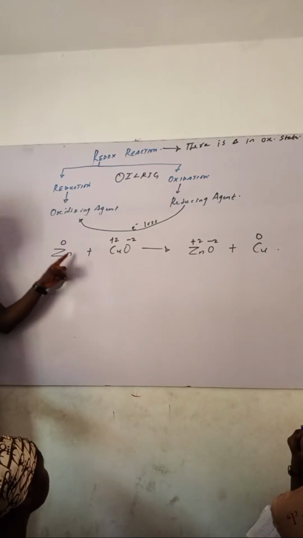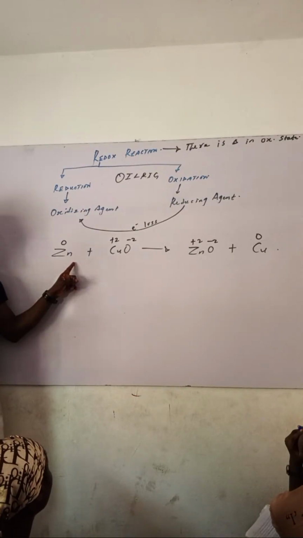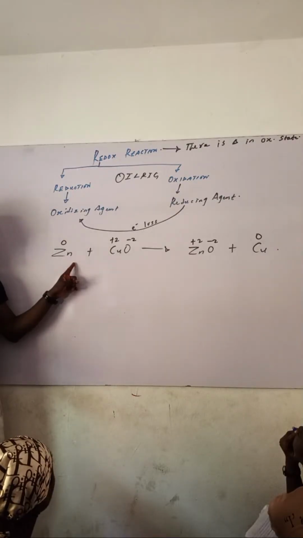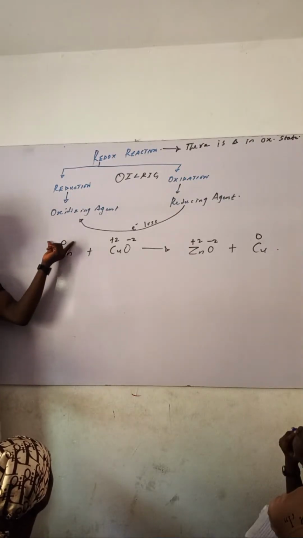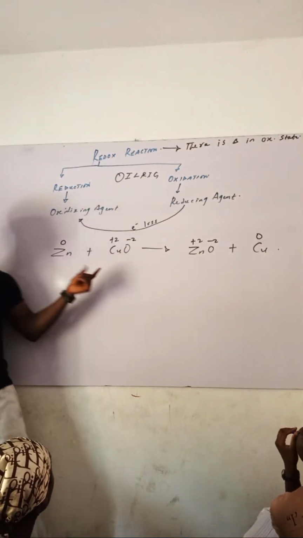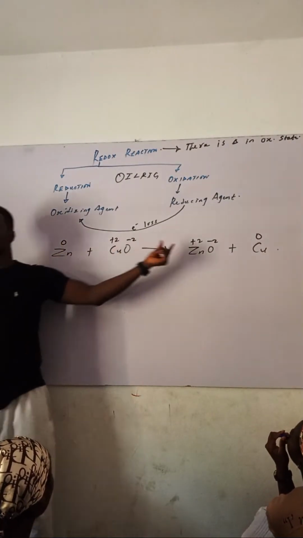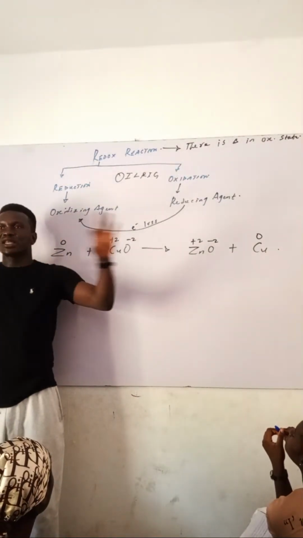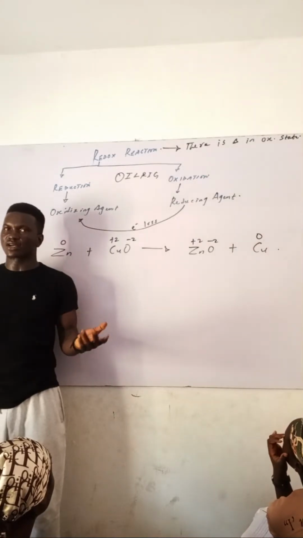So look at zinc here. It changes oxidation state. So they can ask you to calculate the change in oxidation state. This is 0 here. What's this one? +2. So you are going from 0 to +2. So something has changed. Provided you see that, then that is a redox reaction.